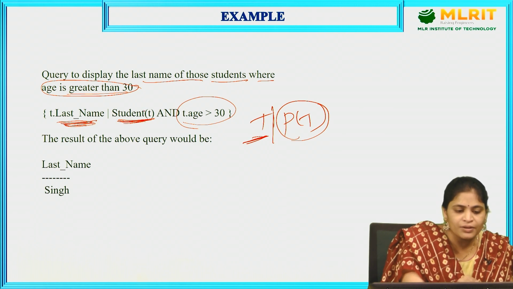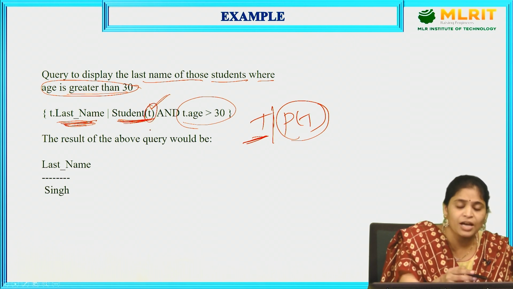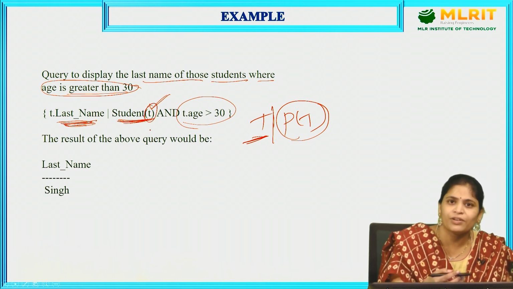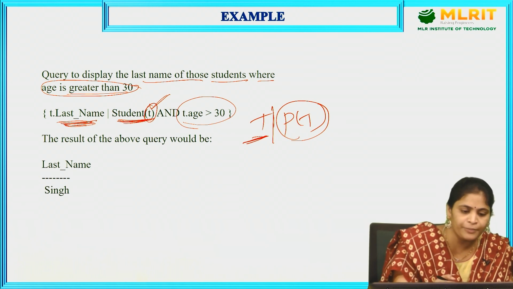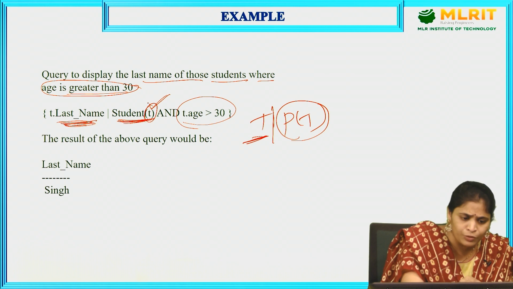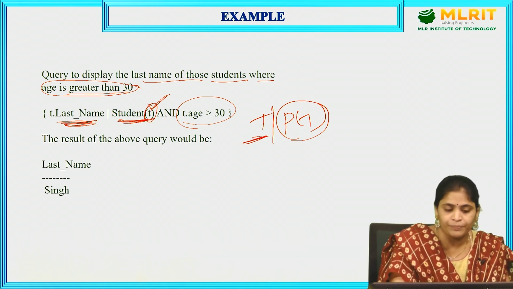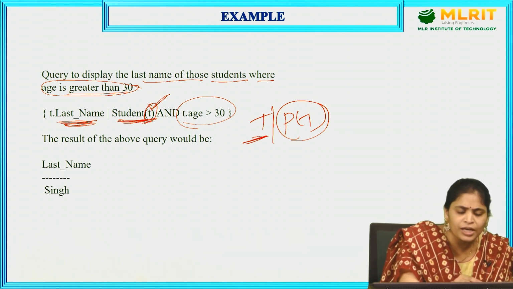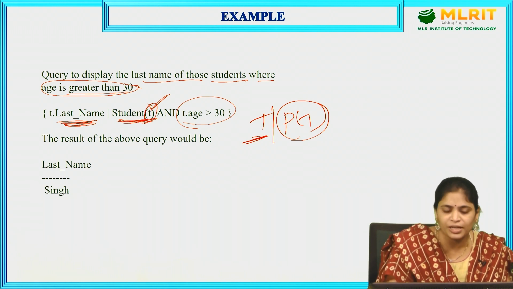So here this is the variable that I am going to represent: t.last name for student t. Here t is the variable which I have used to retrieve data in an easy and efficient manner, right? So for this student table, I am going to represent t as a variable. By using this t, I can easily retrieve the data from that table.